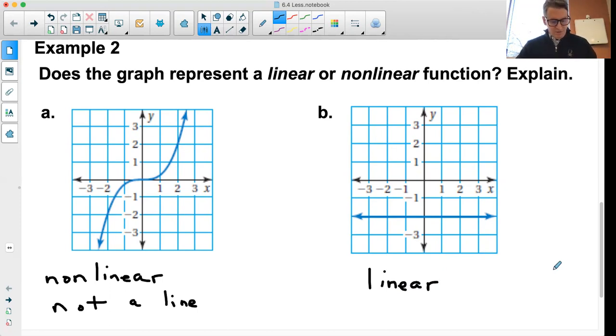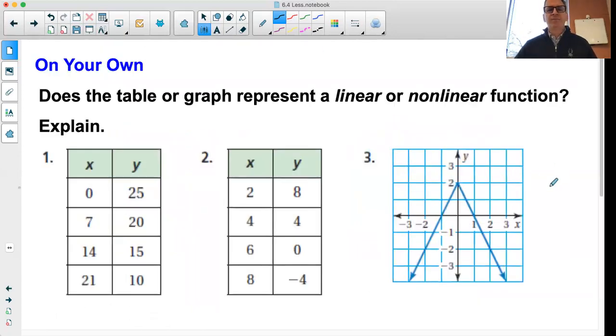That brings us to the first three on your own. So two tables and one graph, numbers 1, 2, and 3 on page 268. Let's try those at this point. Page 268, numbers 1, 2, and 3.